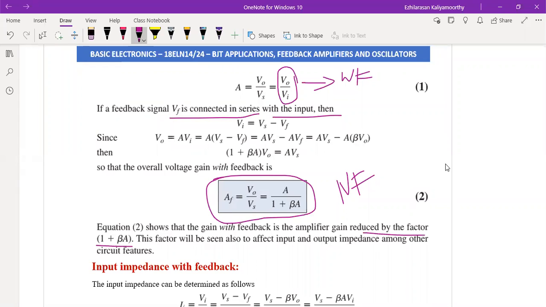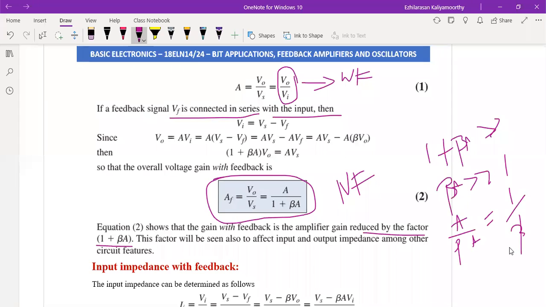Why? Because if 1 plus beta A is very, very much greater than 1, then that expression reduces to A by beta A, then A and A get cancelled, and I'll get 1 by beta. Automatically I can say the gain gets reduced based on this value. As the beta value increases, the AF value reduces.